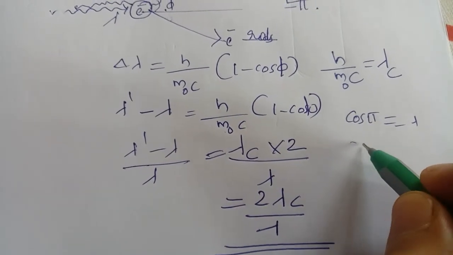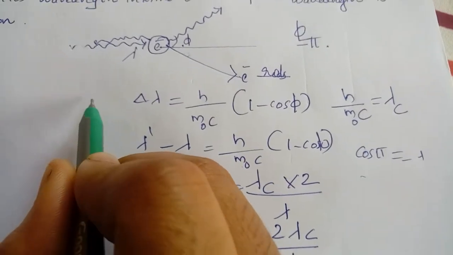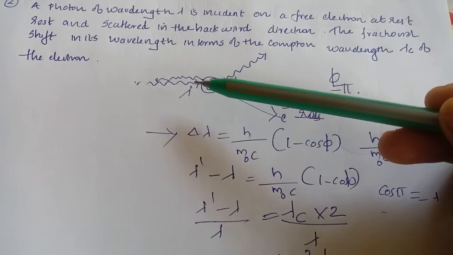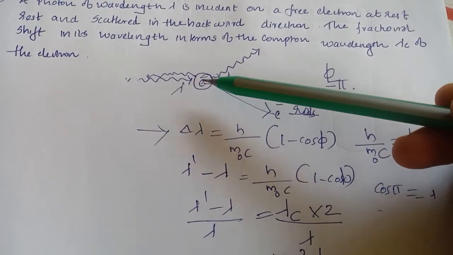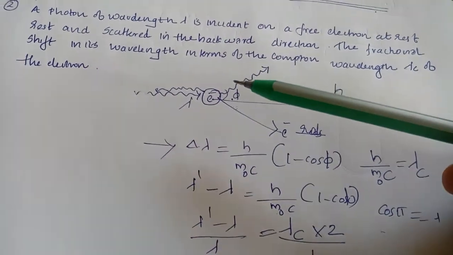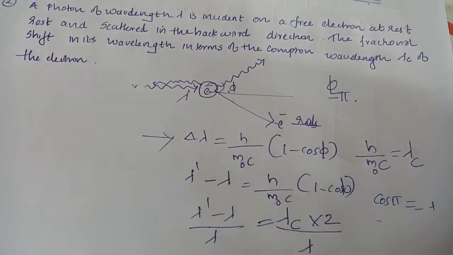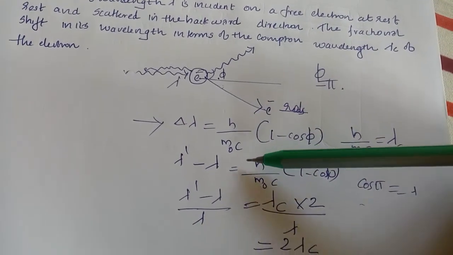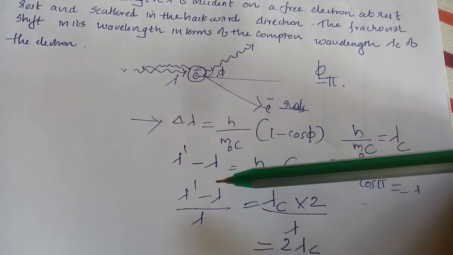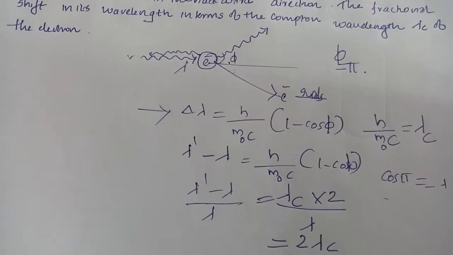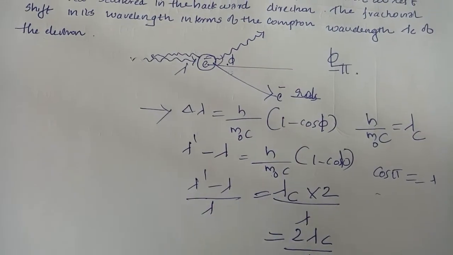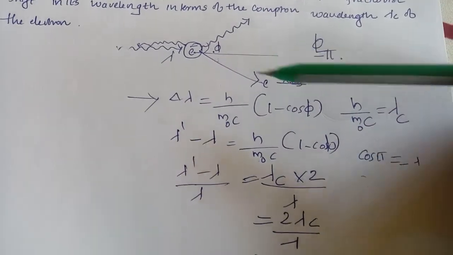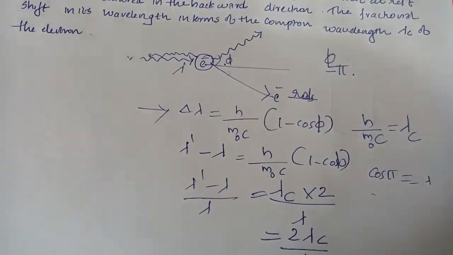So you should remember the basic equation in Compton effect. In Compton effect, we know that the wavelength of the incident photon increases after the scattering, that is, the energy of the photon decreases, so lambda dash is greater than lambda. So there is a shift in wavelength, that is, there is a decrease in energy of the photon by hitting the electron. So the electron recoils and the photon is scattered.